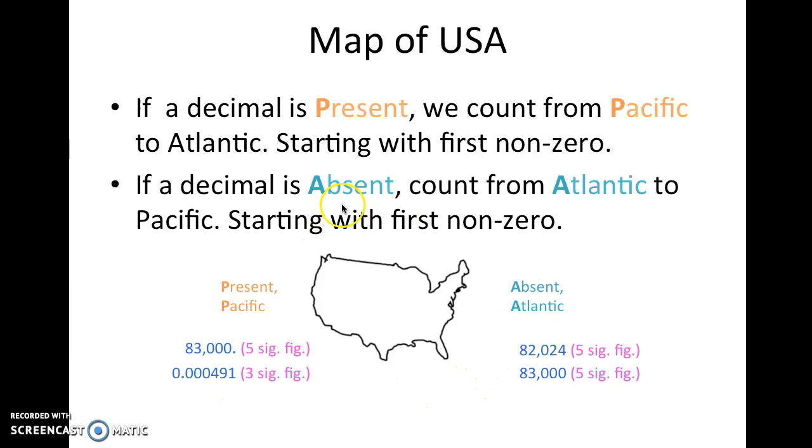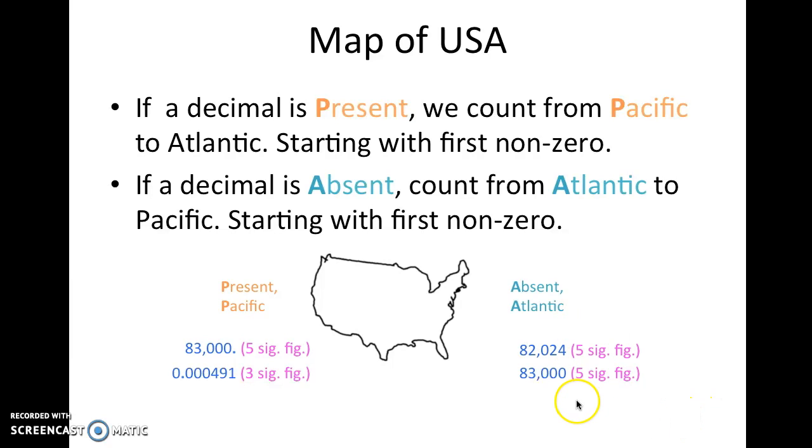In the case where there's no decimal place, so the decimal place is absent, we count from the Atlantic to the Pacific. So notice the A's and the A's. In this case, I'm looking at this number. There's no decimal place here in this first number, 82,024. And so I'm going to count starting from the Atlantic, or the right side. And the first digit is non-zero, so I can start there. 1, 2, 3, 4, 5.